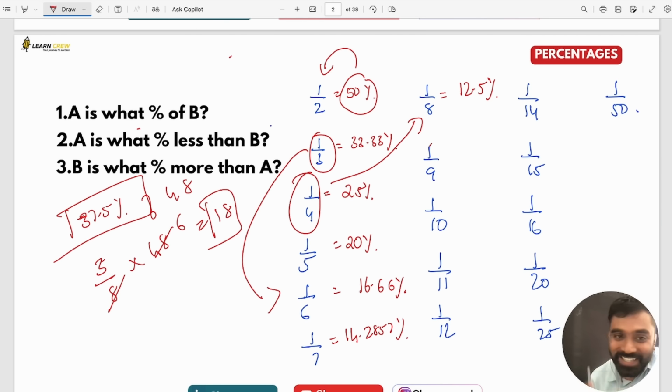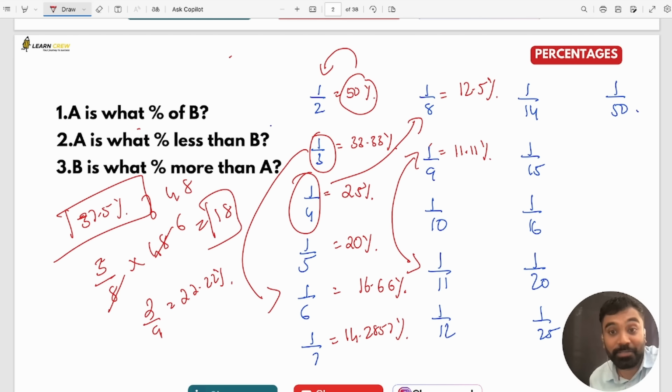Trust me. Okay, next. 1 by 9 and 1 by 11 are friends. What is the meaning, sir? 1 by 9 is a multiple of 11. Means it is going to be 11.11%. 2 by 9 means it is going to be 22.22%. 3 by 9 is going to be 33.33%. That's it, done. Same way, 1 by 11 becomes multiples of 9. Means 9.09%. 2 by 11 becomes 18.18%. It's ongoing, right?